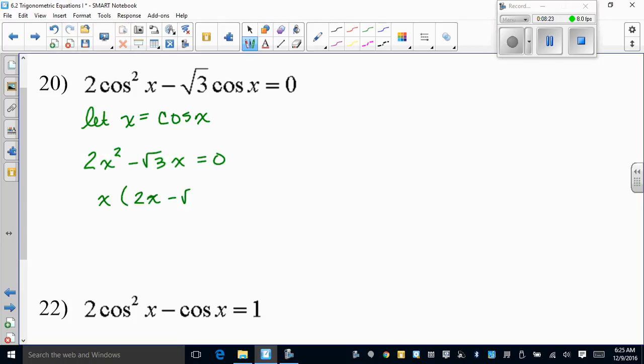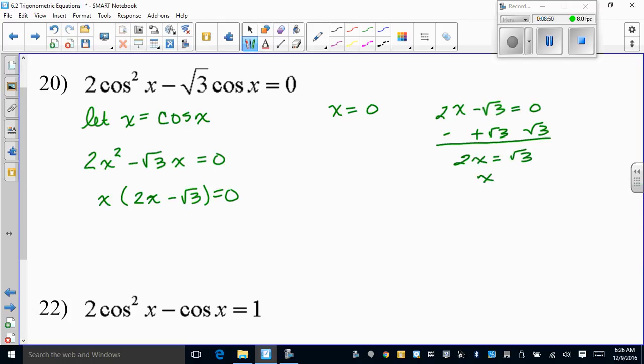So either x equals 0 or 2x minus radical 3 equals 0. This one's done: x equals 0. Solve this one. So I will add radical 3 to both sides. So we have 2x equals radical 3, x equals radical 3 over 2. But please don't forget to go back and, oh yeah, I'm playing with cosine. So this is cosine of x equals 0, and this is cosine of x equals radical 3 over 2.